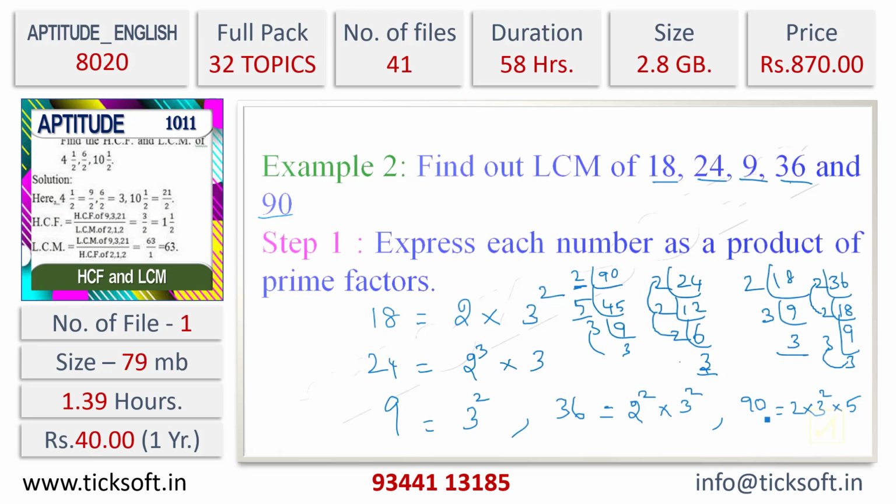So here we are going to identify the prime factors available. So here we have 2 and 3 and then also we have 2 and 3 and here we have 3 and here we have 2 and 3 and here we have 2.